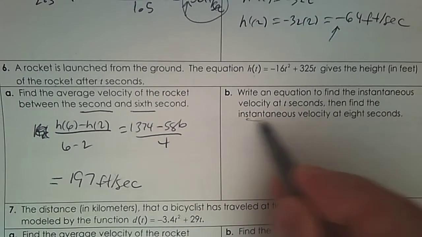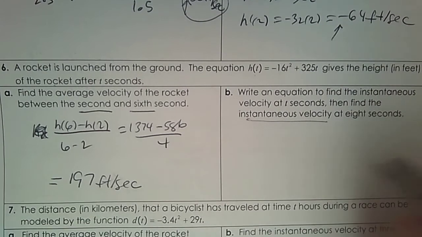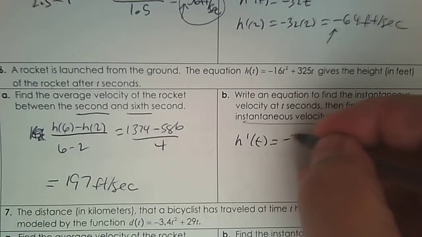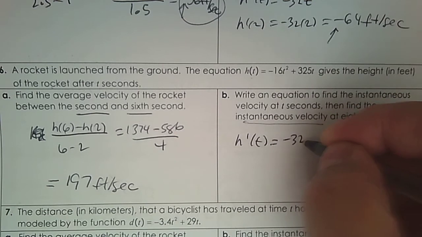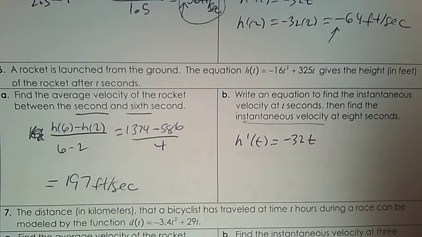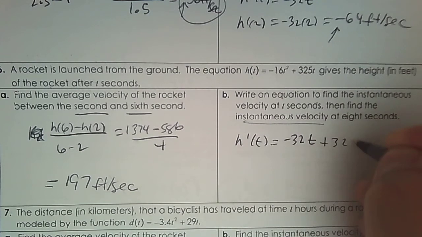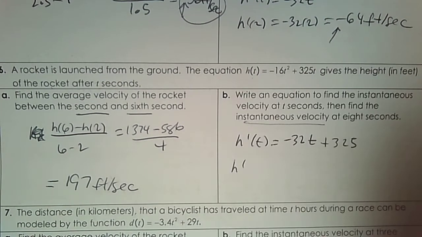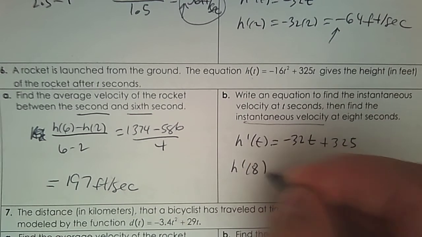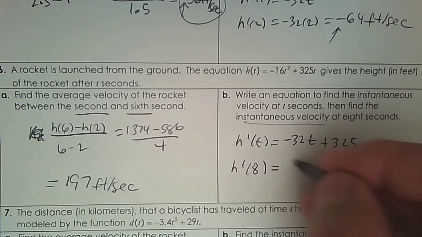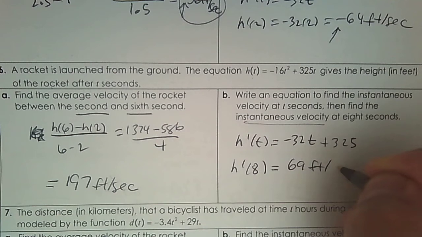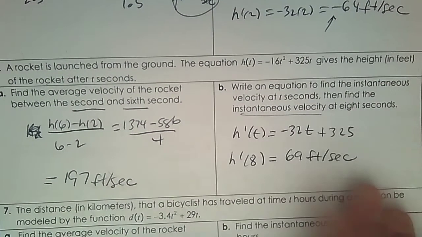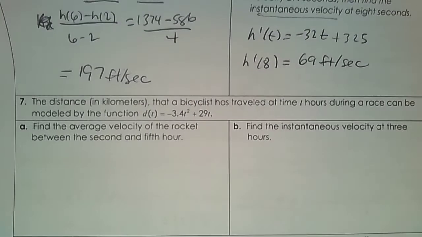Now, what's the instantaneous velocity? That's now calculus. First, I need to take the derivative using shortcuts. That's negative 32t plus 325. Now plug in 8 seconds. If you plug in 8, you get 69. And again, it's feet per second. Algebra, calculus. All right, 2 more, 7 and 8.